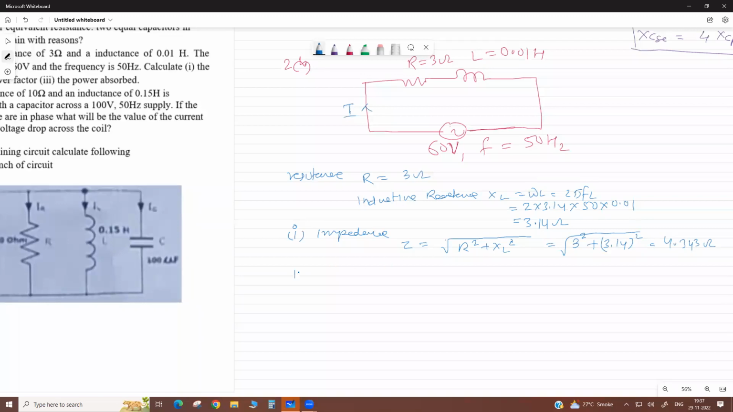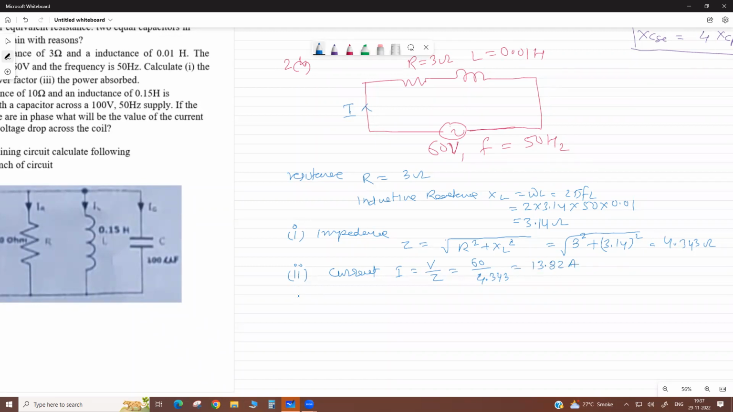Now we calculate current. Current is not asked, but it is required. The current flowing through the circuit, I equals voltage by impedance. The voltage is 60, impedance is 4.343, so the current is 13.82 ampere.